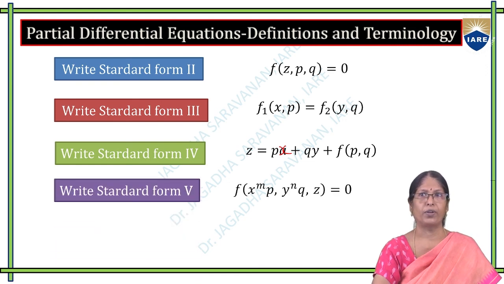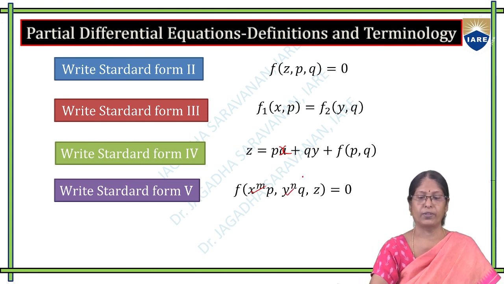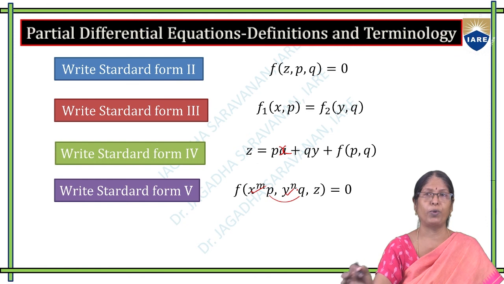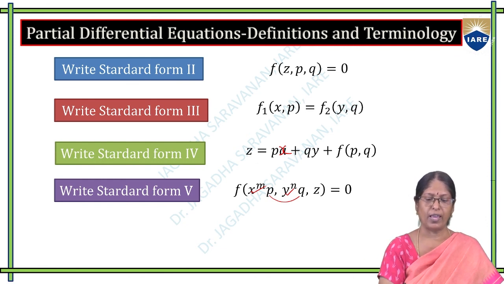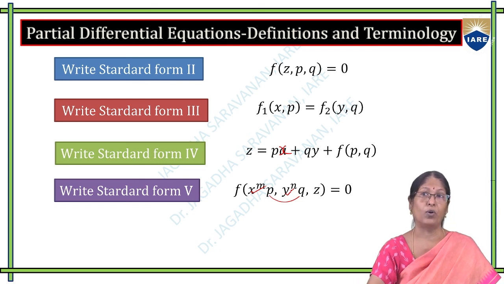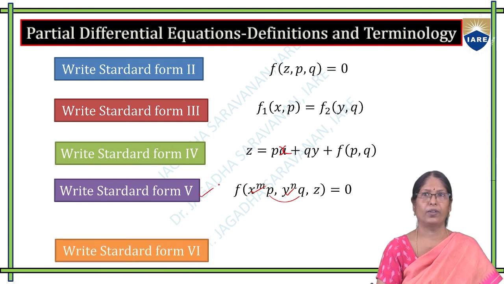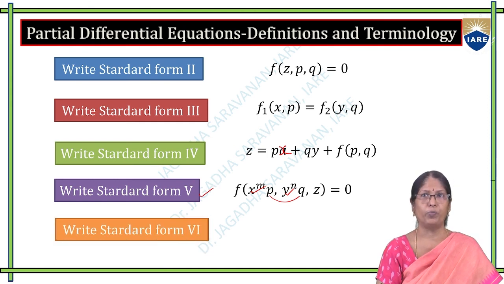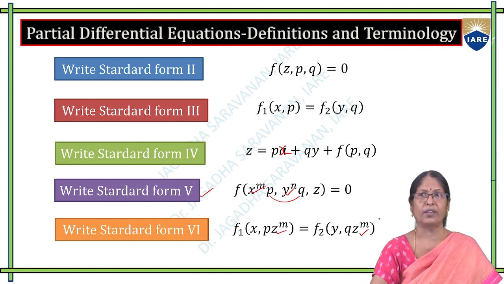Standard form 5. x and y, they have powers. Compulsory p and q, the power should be 1. If it is not there, we have to modify the equation. This m and n, which is equal to 1, not equal to 1, that also we have to see. According to that, two cases are there. The standard form 5, standard form 6, z will be having the power. Here we can see, here also two cases are there. Equal to -1, not equal to.